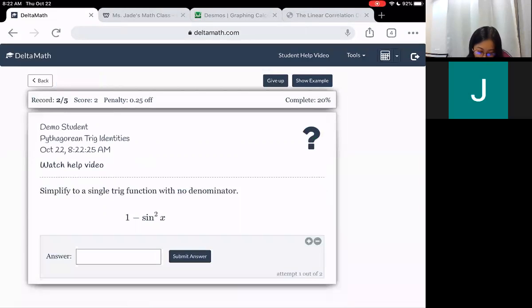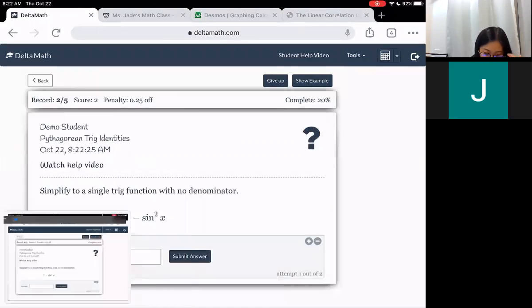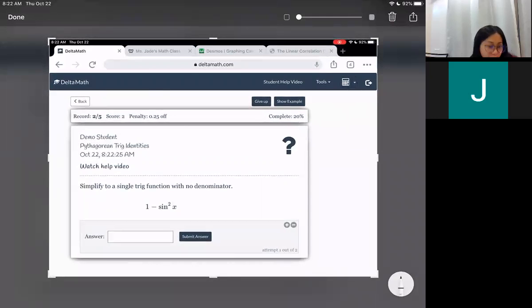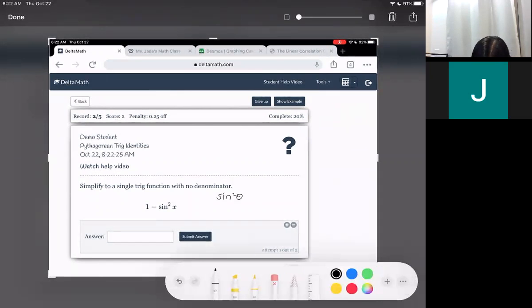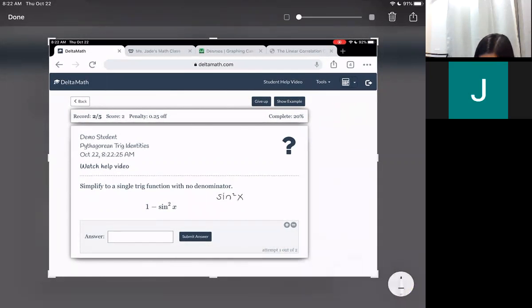Let's do one more together. We have 1 minus sine squared theta. Instead of rewriting the 3 out, I'm just going to say the only one of the 3 that has a sine squared theta is this one. So sine squared, not a theta, Miss Jade, it's an x. Okay, sine squared x plus cosine squared x equals 1.